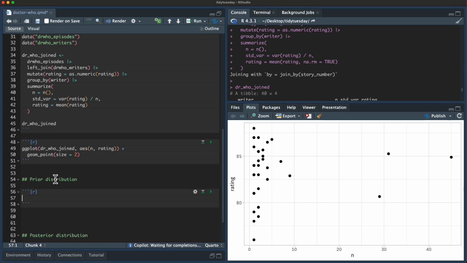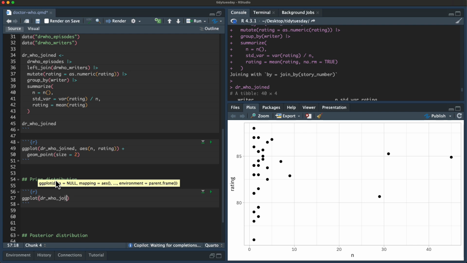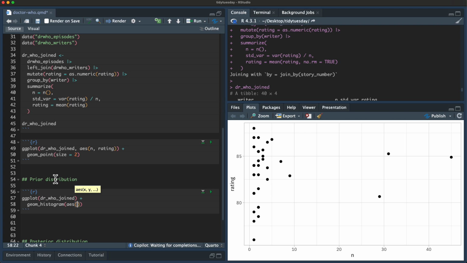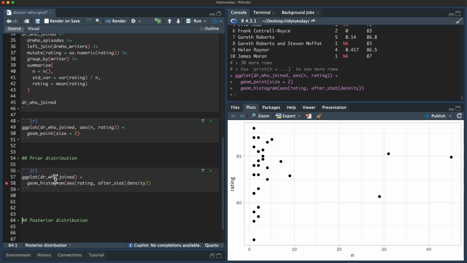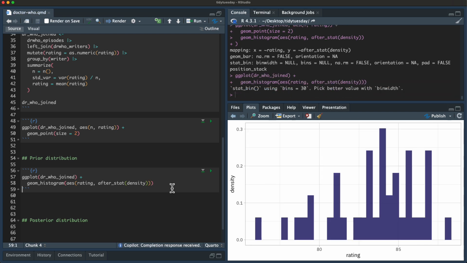Let's look at the distribution just in a histogram. So we're going to say histogram. I'm going to put the rating, and then I want to look at the density like this, because that will be better. Whoops, I did not do that right. There we go. Okay. So here is the distribution of the ratings.